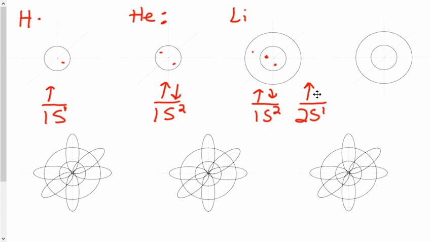Now when I do the dot diagram, I'm only going to pay attention to the 2. I'm not going to pay attention to any 1s because we want the outer electrons only. So I see that there's one dot, so I'm going to put one dot there like that.